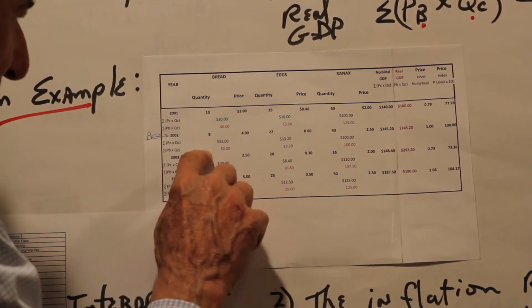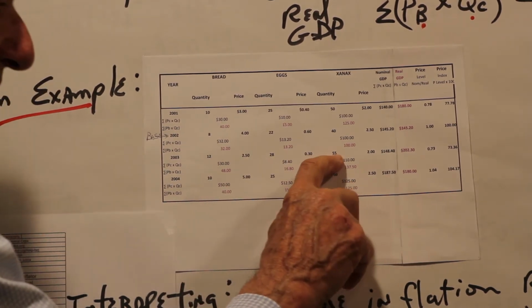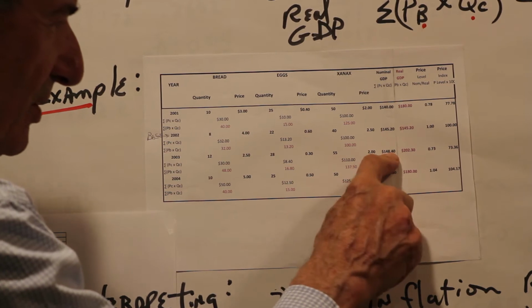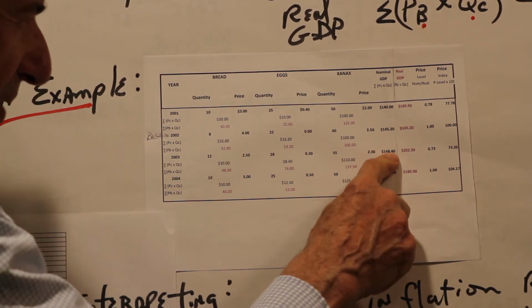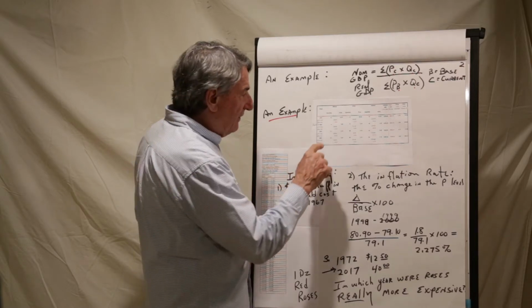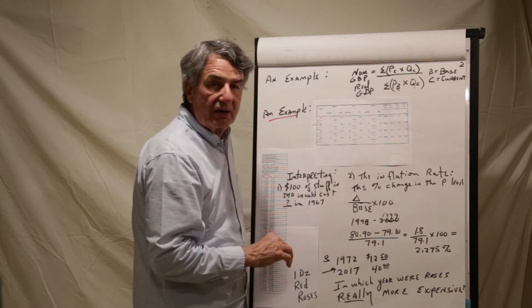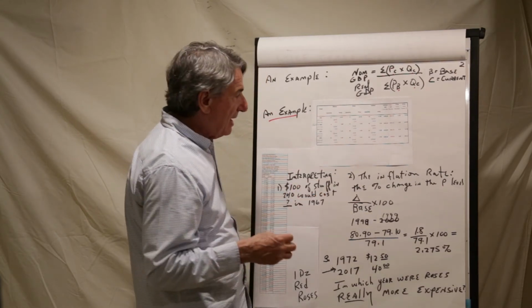Then in year three, the quantities went up, up, and up. Year three's quantities are the highest, but look at the nominal GDP. It's only $148.40, which means, of course, that even though the quantities went up, the prices went down, and that's why we don't get a good reading of what's really happening to output.